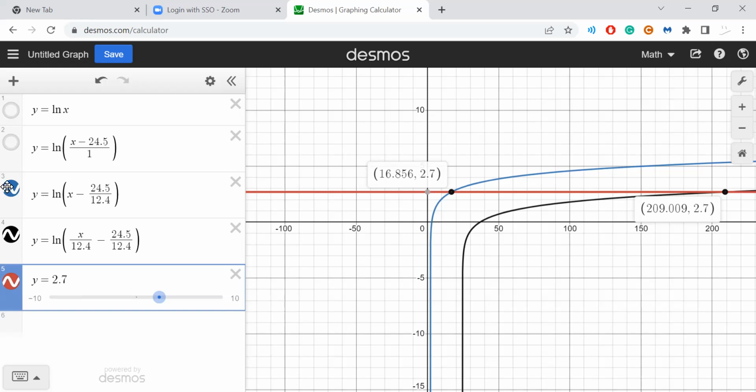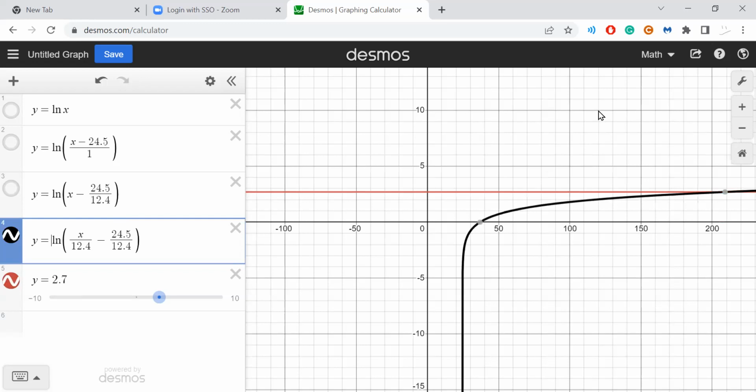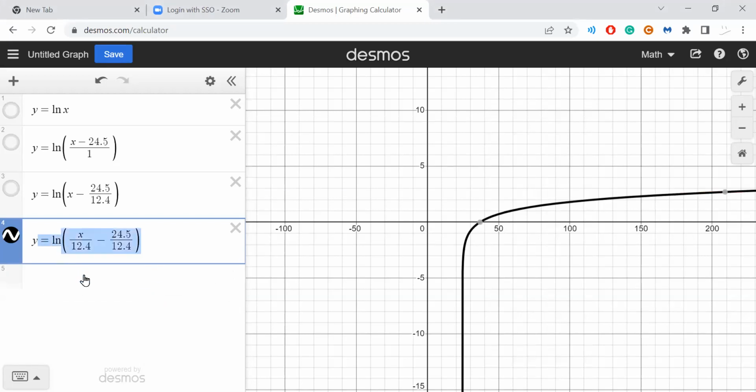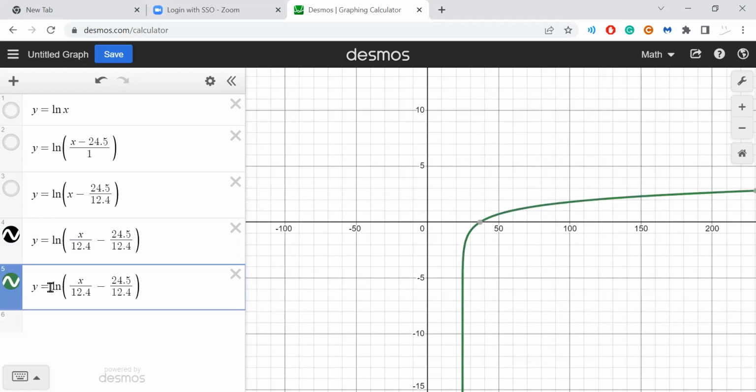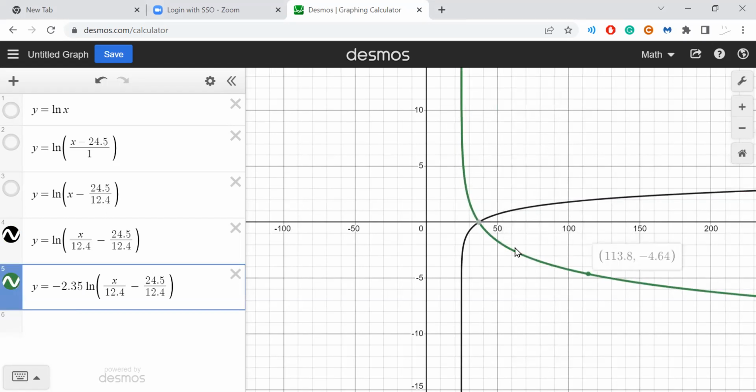Okay, so that's how the resulting graph looks, but it's not enough. The actual graph still has a negative in front, right? Let me see, negative 2.35. So actually, the black graph is not enough. We still need to copy and paste negative 2.35. Okay, so this is the resulting graph. This is how the graph looks. Then let me just copy it down. It intersects the x-axis at 36.9.